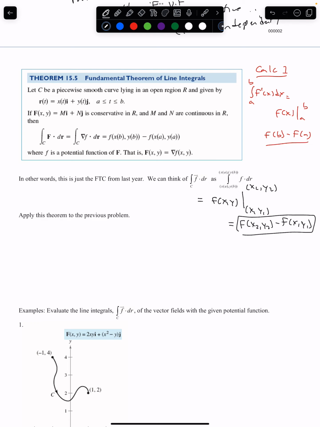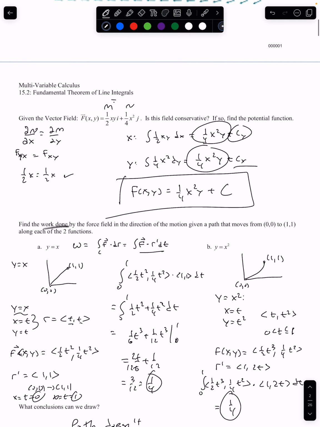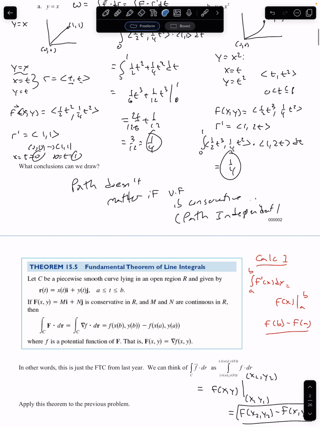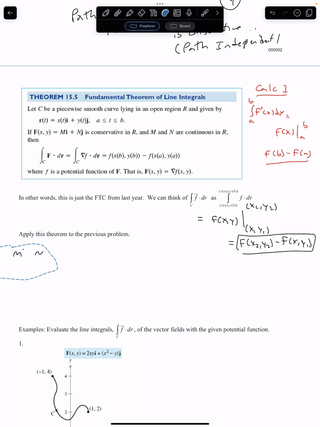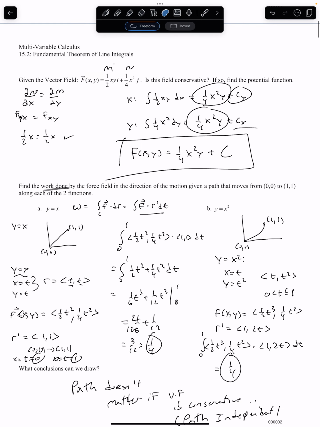So let's apply this to our previous problem from above. We wanted to solve our little function right here. So let me go ahead and copy that down here. Okay, it did not copy it. So we wanted to solve this right here. This vector field that we were given, 1/2 xy, 1/4 x squared.